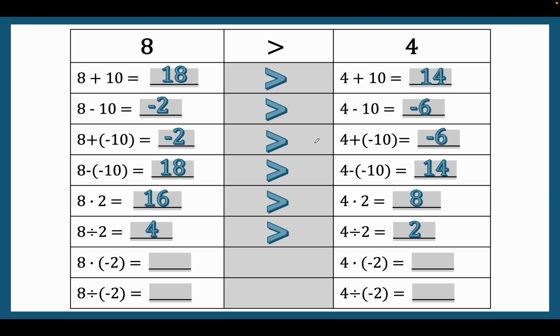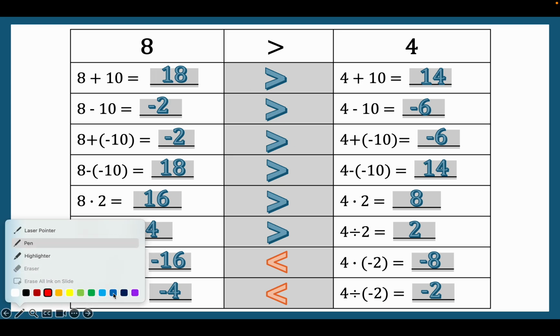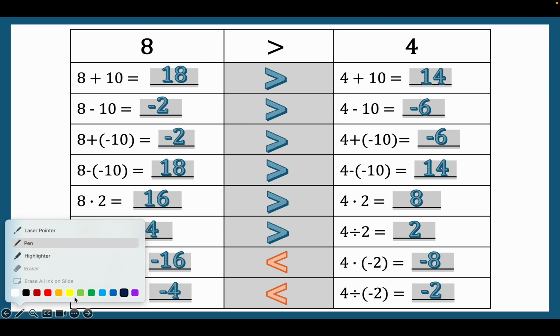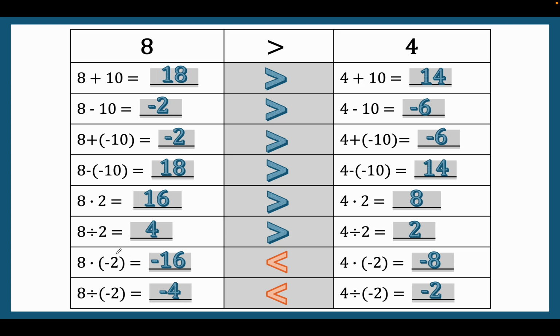8 times negative 2 is negative 16, while 4 times negative 2 is negative 8. This is not true that the left side is greater than the right side. For the very first time, we can see now that the right side, negative 8, is actually greater than negative 16. And then finally, if I divide by a negative number, we end up with negative 4 and negative 2, and again, the right side is bigger than the left side. The only times that this occurs, where our original statement of the left side being greater than the right side is no longer true, is if I multiply or divide by a negative number.